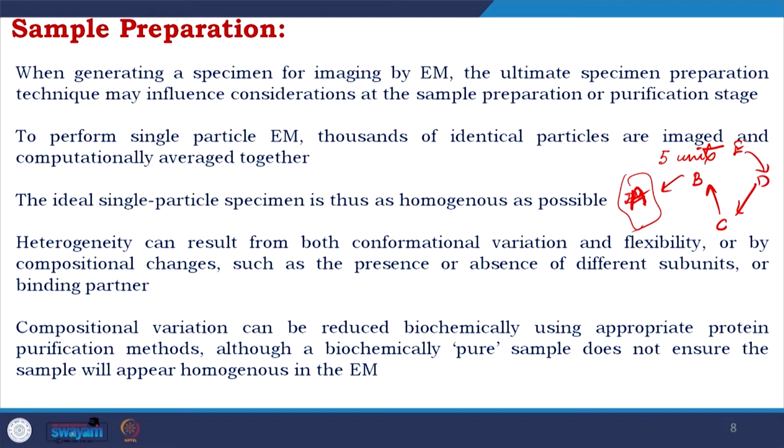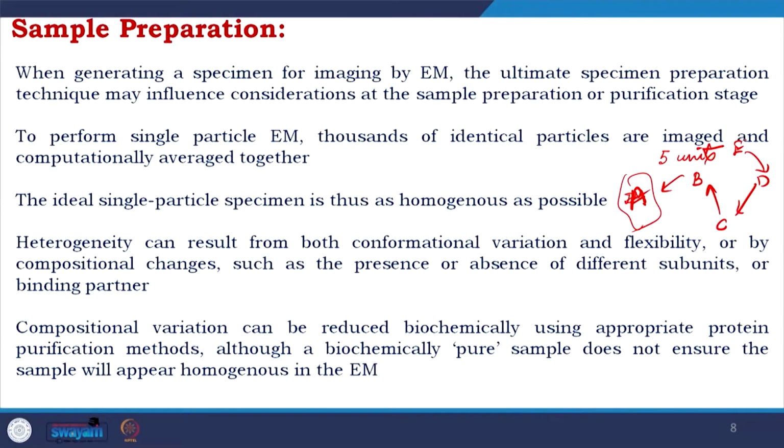We have talked about different purification methods: affinity chromatography, size exclusion principles, and we have already talked about them in detail, and we also talked about ionic chromatography. These are different methods we have discussed in detail in X-ray crystallography. I am not repeating them, but you have to go through and apply the appropriate protein purification method. Although, a biochemically pure sample does not ensure the sample will appear homogeneous.